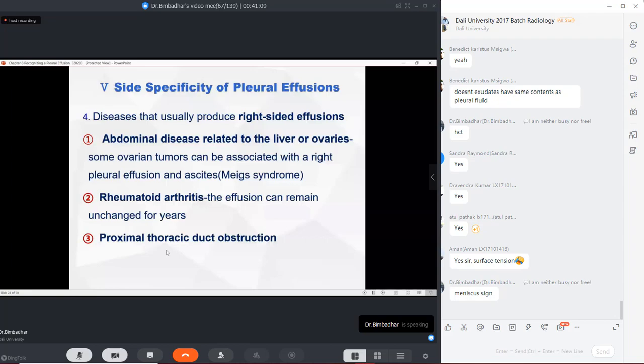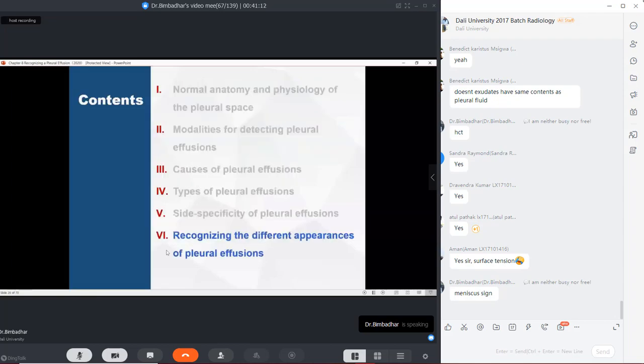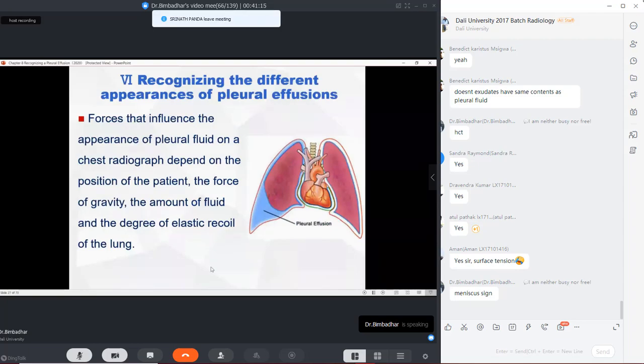Now, how do we recognize pleural fluid on a chest radiograph? Like I said, it depends on the position, the force of gravity, the amount of pleural fluid, and the degree of elastic recoil of the lungs. Atelectasis is a secondary sign. A change in position will change the meniscus and the force of gravity. Most dependent areas have a high gravitational effect, less dependent areas have less. Fluid starts to accumulate down in the dependent areas.